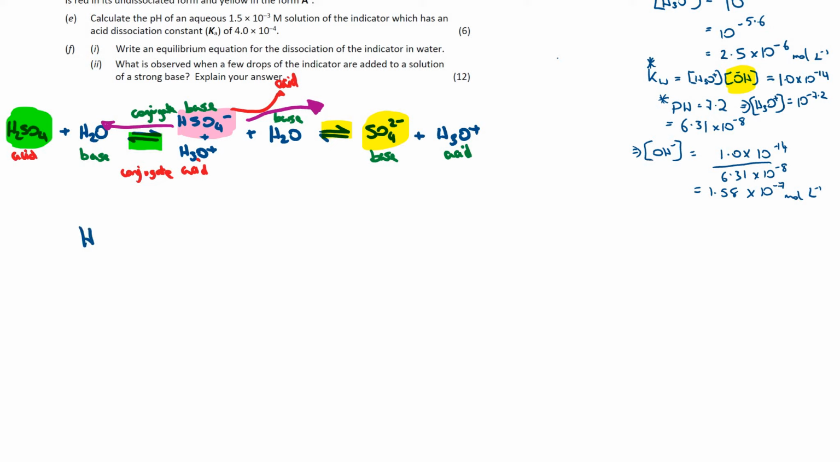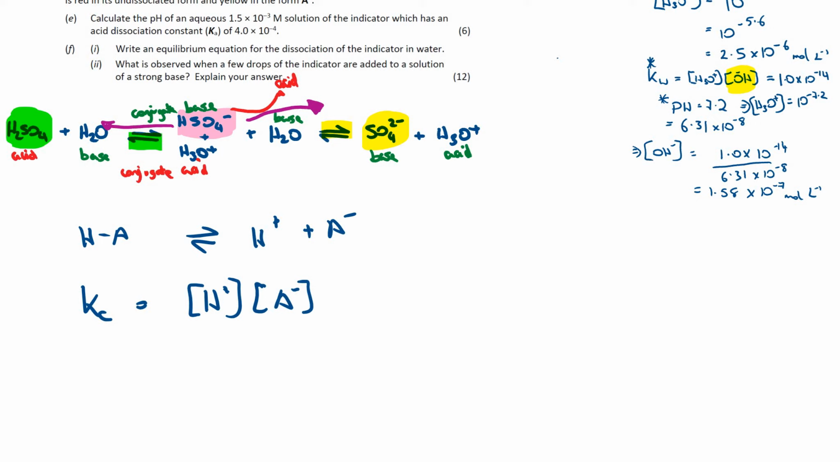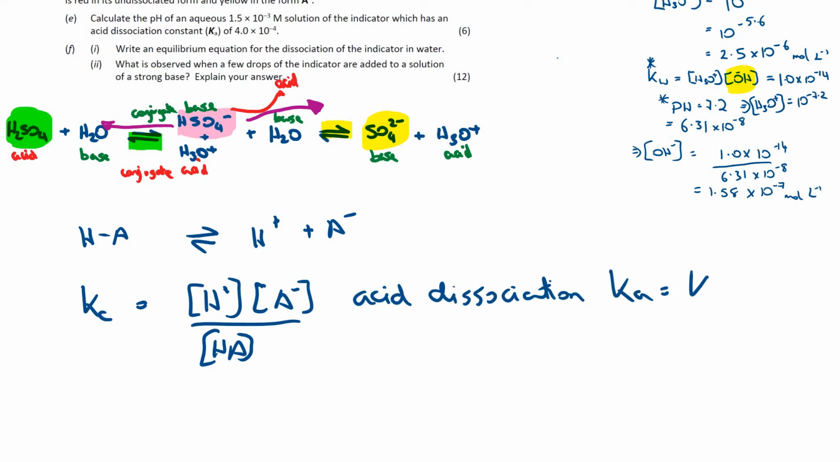We know that for any acid system, HA, when it breaks up, it forms H plus plus A minus. Because it's an equilibrium, Kc is just going to be H plus, or H3O plus, times A minus, over the concentration of HA. So this is an equilibrium, and as it's an acid dissociation, we refer to Kc as Ka. If I multiply both sides by HA, I've got Ka times the concentration of acid is equal to H plus times A minus.